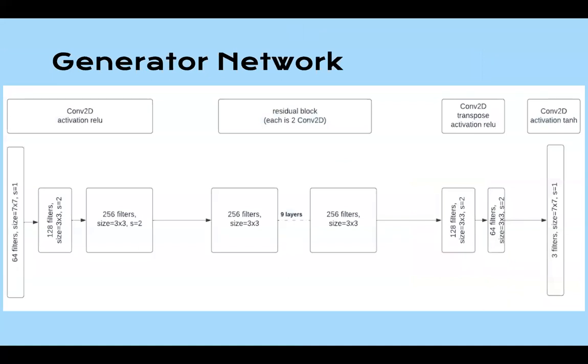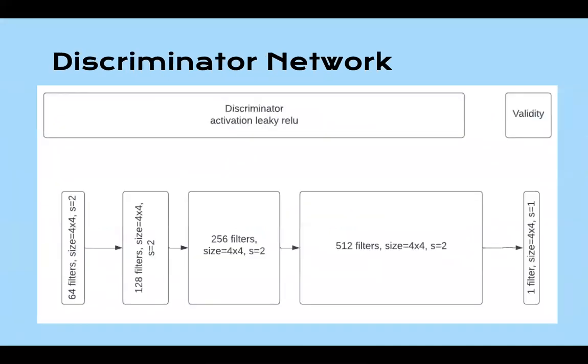So this is the architecture of the base model. This is the generator network for each generator. As we discussed before, we have two generators, and then the discriminators. This is also the architecture for each of the two discriminators.